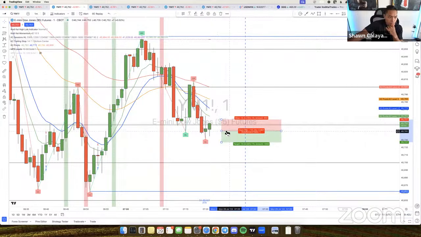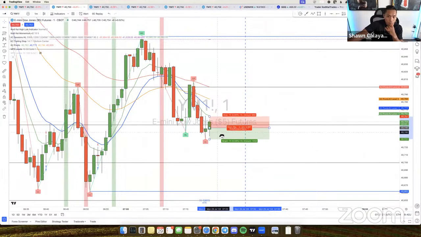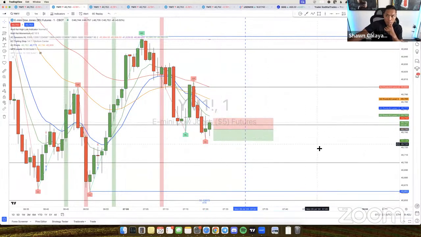All right, there could be a possible market flow entry setting up right here. I do see price pushing up, but I do see a lot of sell orders on the market on the level 2.